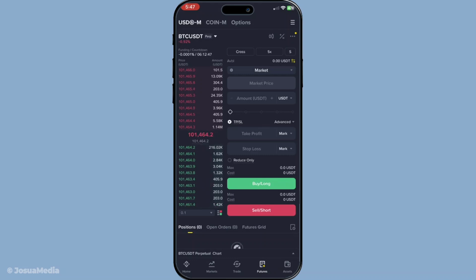And that's it. You've now got the basics of scalping on Binance down. Remember, like any trading strategy, practice and experience are key components to becoming proficient. So, start small, observe the markets and hone your skills.